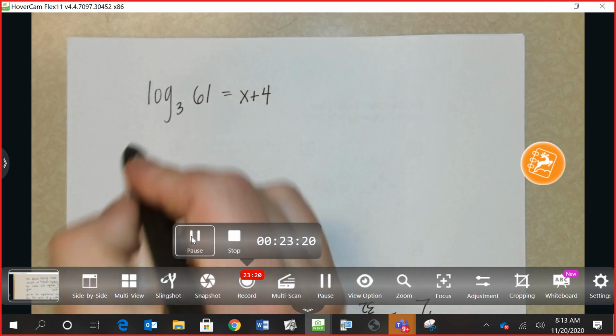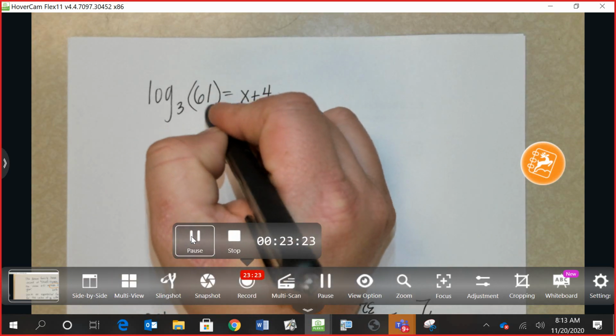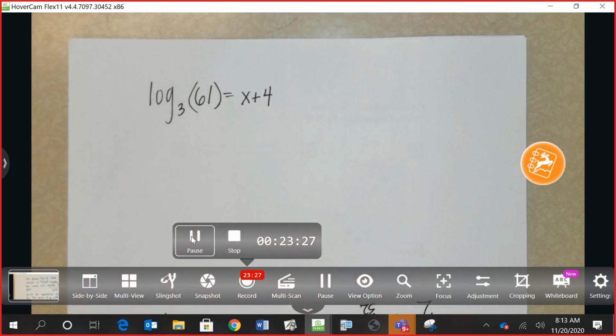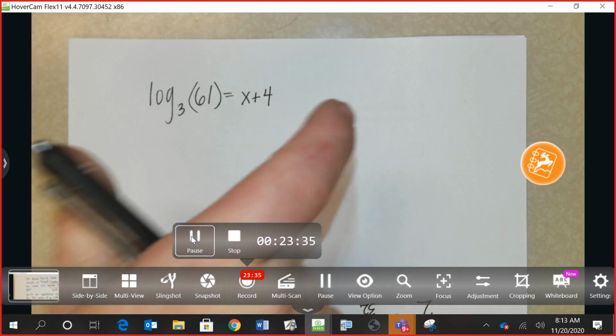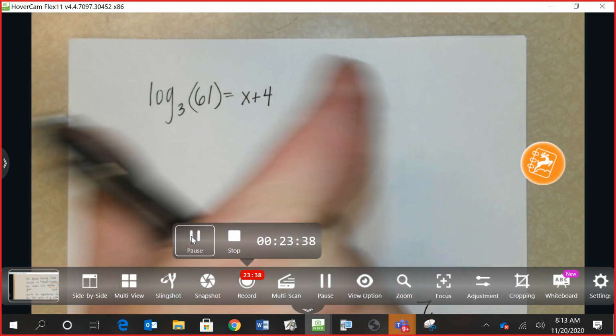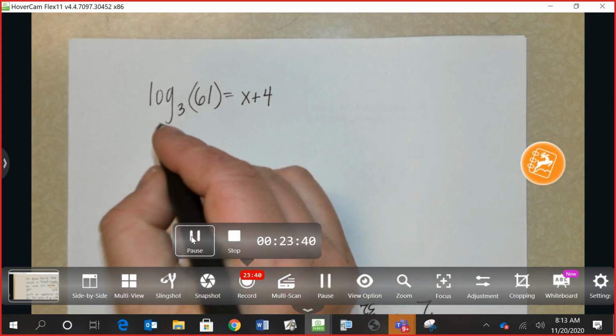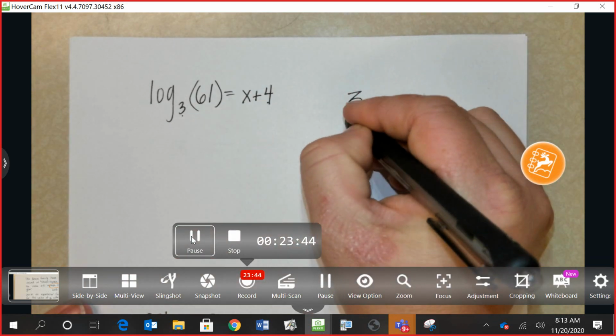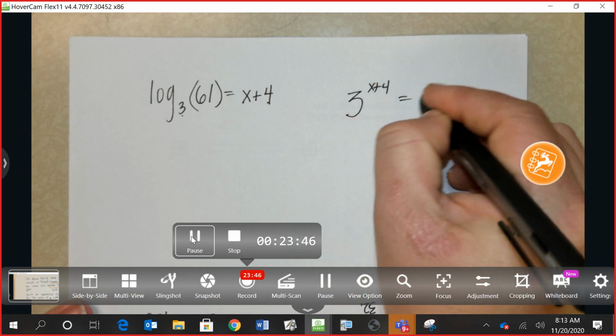Similarly, this is the base, this is the answer, this is the exponent, right? But this is logarithmic form. So if a question asks you to rewrite this equation in an equivalent exponential form, remember this is log form, logarithmic form, what does exponential look like? Always base, exponent, answer. Base, exponent, answer.